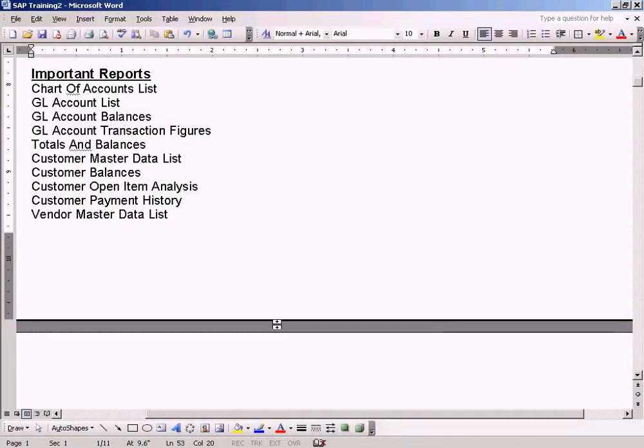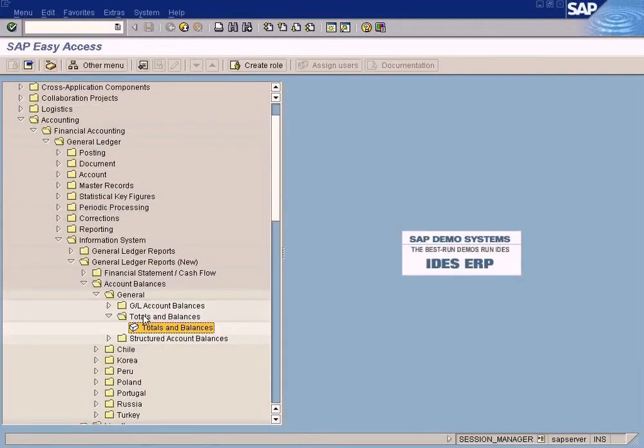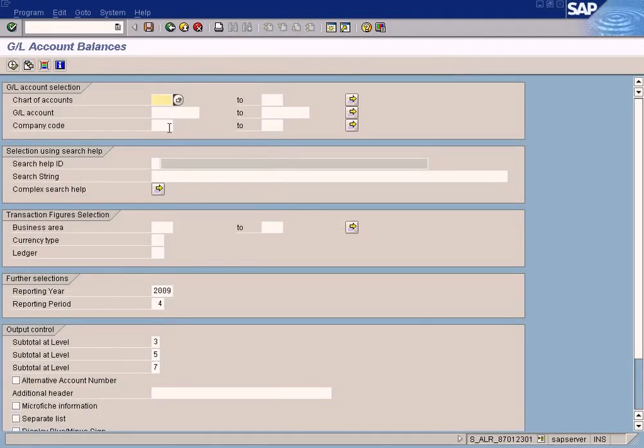Okay, let's look at one more report for GL account, which is GL account totals and balances. This one over here, it's financial accounting, general ledger, information systems, account balances, general ledger, totals and balances. This one I just put Sun company code. And the reporting year is 2009, reporting period 4.